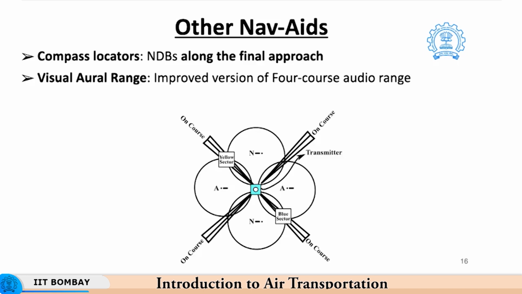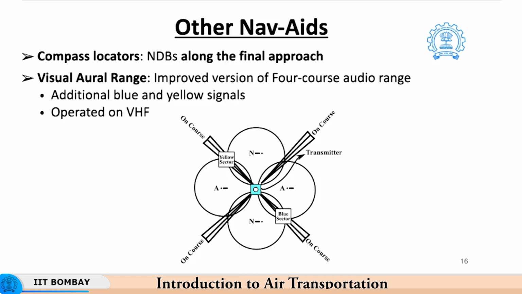Another usage, an advanced version of the 4-course radio range, is called the visual aural range. In this method, rather than making use of four aural range stations, the navigation aid makes use of 2 aural and 2 visual range systems, and because of the intersection of these 4 different signals, navigation or homing towards the particular navigation aid can be carried out easily.